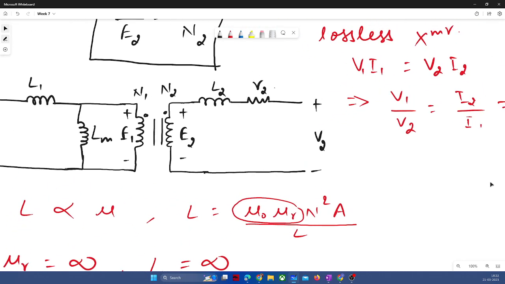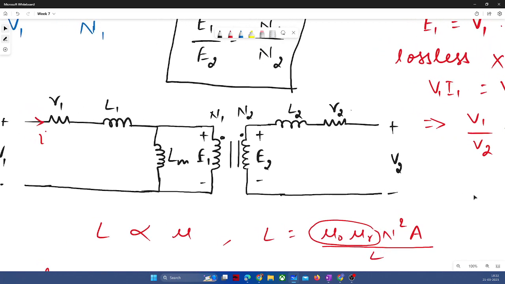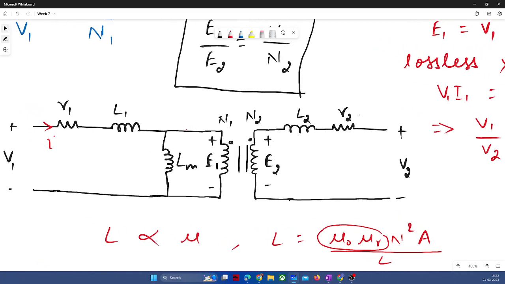So in a practical transformer, as we have drawn here, this is I1 and this is I2, because after this point no dropping elements are present. So here we can say I1 by I2 is equal to N2 by N1. In this point it is this I1 and this I2, right? So this is an ideal transformer. For the ideal transformer, we are adding all these non-idealities.